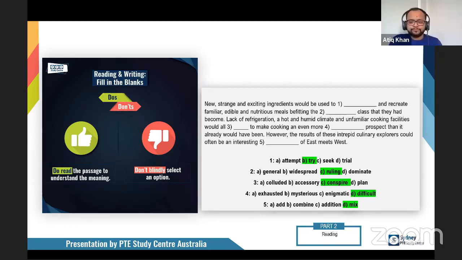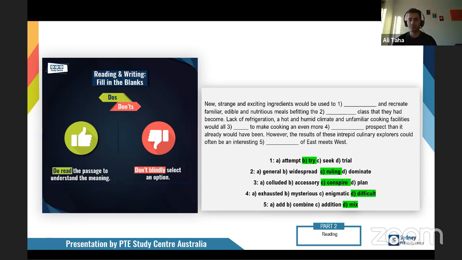Even the third one, conspire here, is a kind of making a secret plan. We all conspire to make cooking even more. So look at secret plan, conspire, something reflecting something more difficult. It must be a more difficult prospect. Why? Because of the word conspire, which reflects a kind of secret plan. So the food prospect will be more difficult than before.